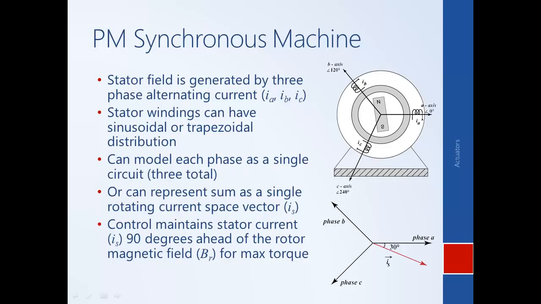And then the control is to maintain the current space vector in a certain location relative to the magnetic field. Thinking back to a cross product, where force is the cross product of current with magnetic field, the force will be greatest when these two vectors are 90 degrees apart. So the control, in order to achieve maximum torque, will keep the space vector I sub s 90 degrees ahead of the rotor, which is generating the magnetic field.